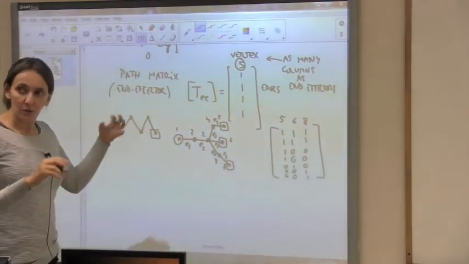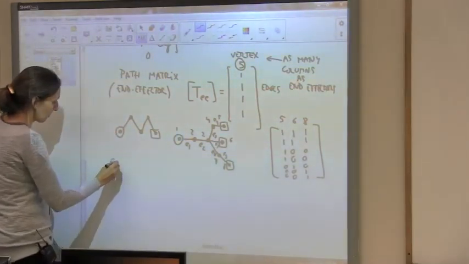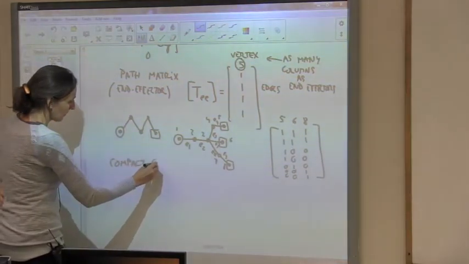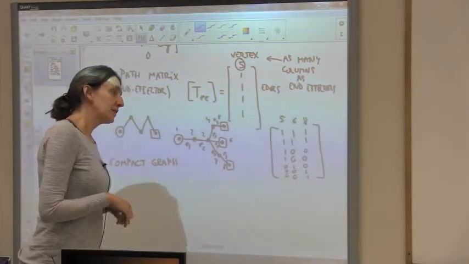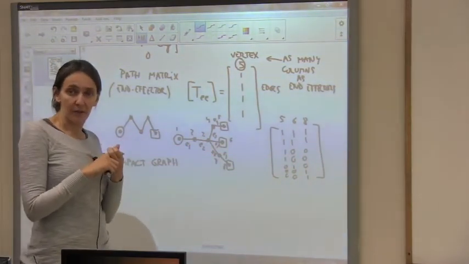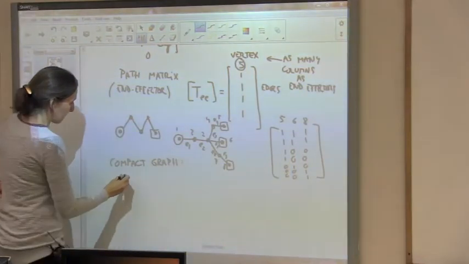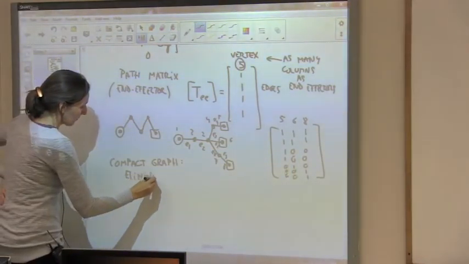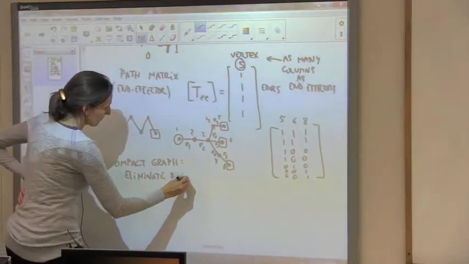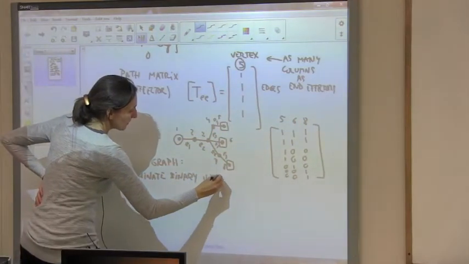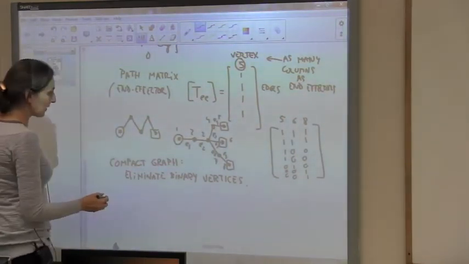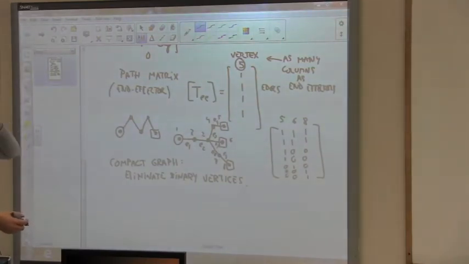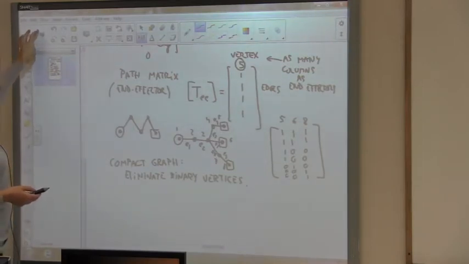The first thing we do when we do synthesis is we do the compact graph. In the compact graph, we eliminate all serial chains, so all vertices of degree 2, binary vertices. Eliminate binary vertices. Binary means how many edges are incident on that vertex. So in our case, and we are just going to do our case here, maybe I'll do it in the next page. Okay, eliminate binary vertices. Let me just go back to our example.